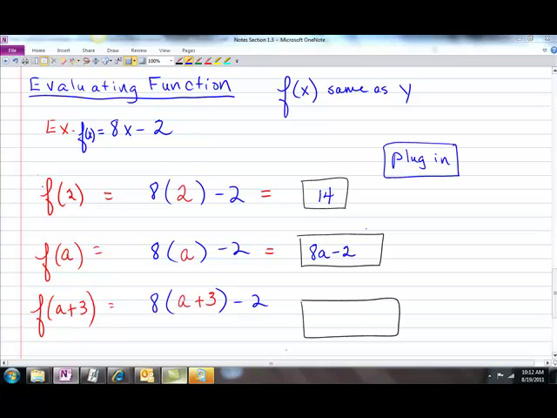All right, the last one, same idea. You've got a plus 3. You got to plug it in wherever x was, but now we can distribute. So we have 8a plus 24 minus 2. Then you can combine these two and you get 8a plus 22.